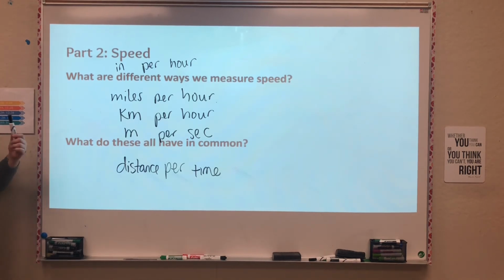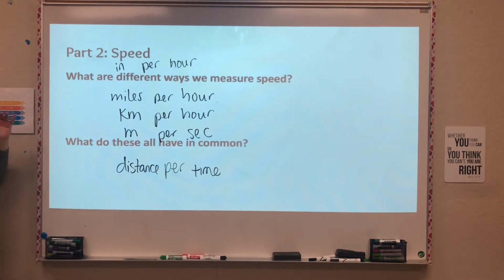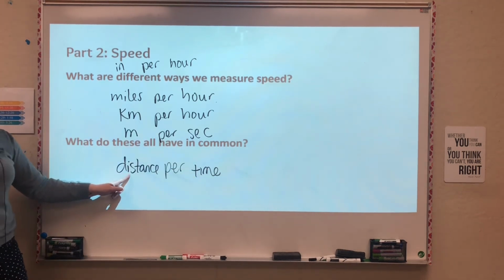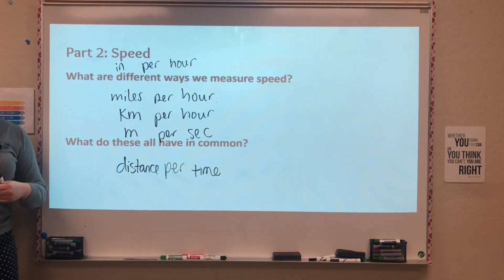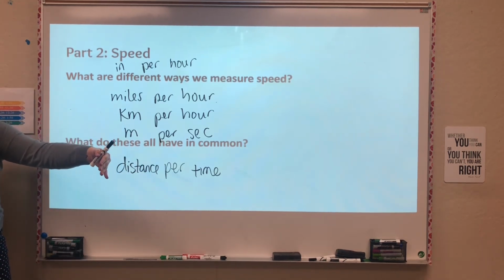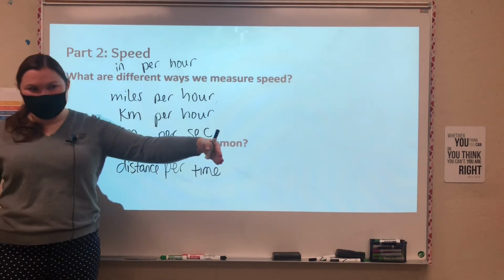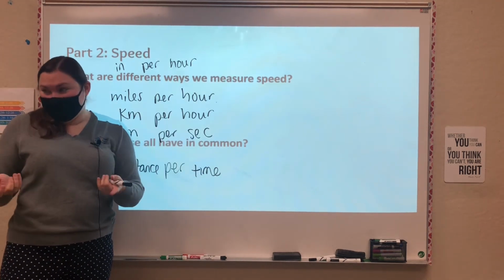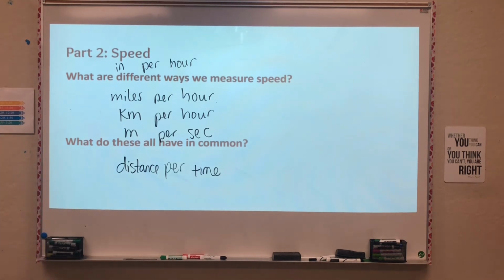Maybe it should be like inches per day. I don't know, if we're talking about a snail. But anytime you're talking about speed, it's always in this format. You calculate speed by finding the distance over time. So when we say in our car that we're going 60 miles per hour, what does that mean? It means if you're driving 60 miles per hour, you have gone 60 miles in 1 hour. This is going to be important for this last part on finding speed.